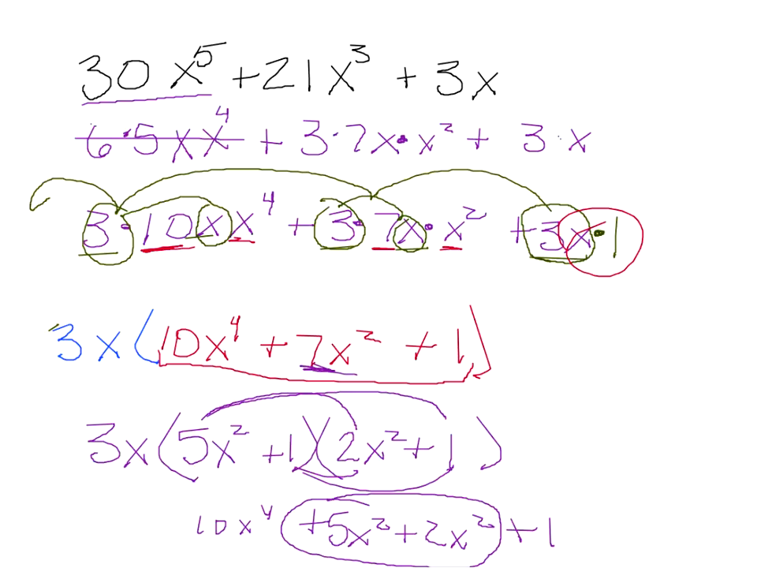And so this would be, let me go back to black here. So the completely factored form of this would be 3x times 5x squared plus 1 times 2x squared plus 1. All right.